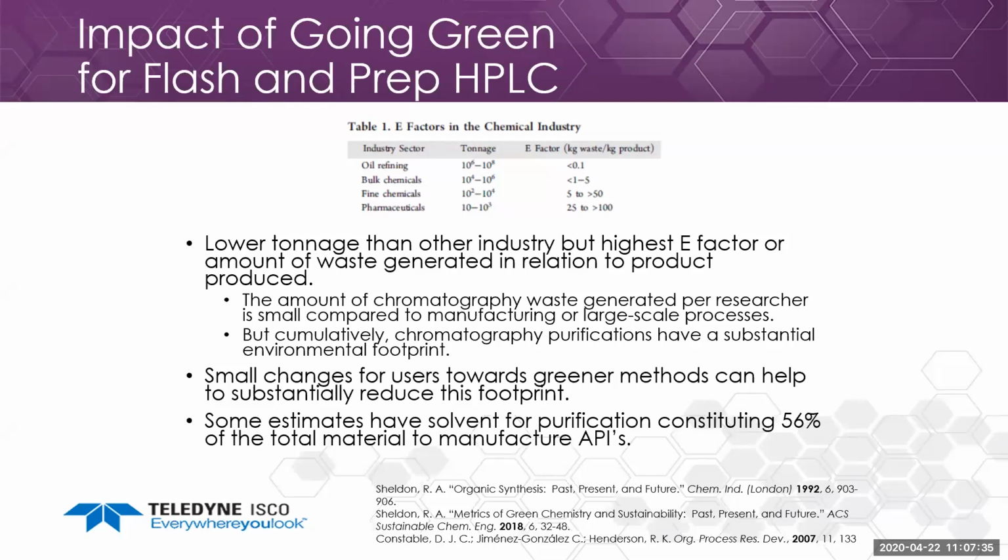Some estimates put solvent purification at 56% of the total material to manufacture an active pharmaceutical ingredient. So that's a pretty significant amount in the process there, and that makes sense based upon how much solvent we use in a single run versus how many milligrams of compound we're purifying.